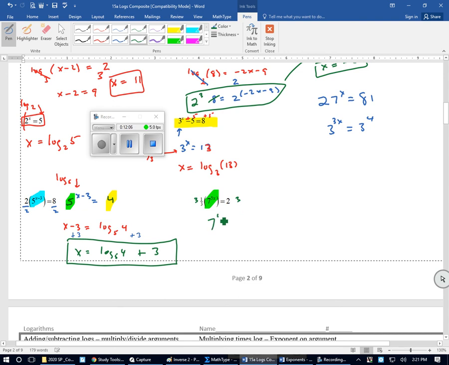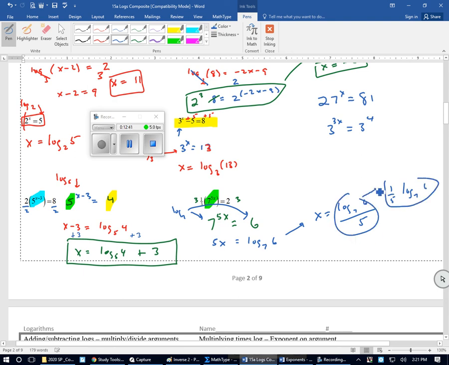I have 7 to the 5x power equals 6. How do we undo a base? We undo a base with a log. I'm going to log base 7. That's going to cancel out and give me 5x. When I log base 7 here, there is no common base, so log base 7 of 6. And dividing both sides by 5, I get x equals log base 7 of 6 over 5, or 1/5 log base 7 of 6. Same operation, same answers, just looks a little different.